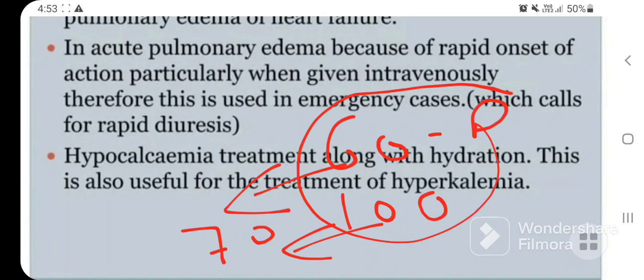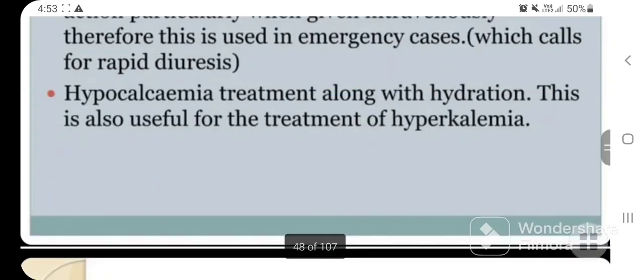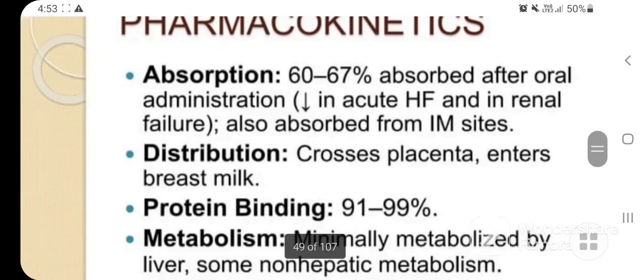So doctors always check the BP before giving this type of diuretic, either loop diuretics, potassium-sparing diuretics or thiazides, any type of diuretic. They will check the BP of the particular patient before giving these diuretics.